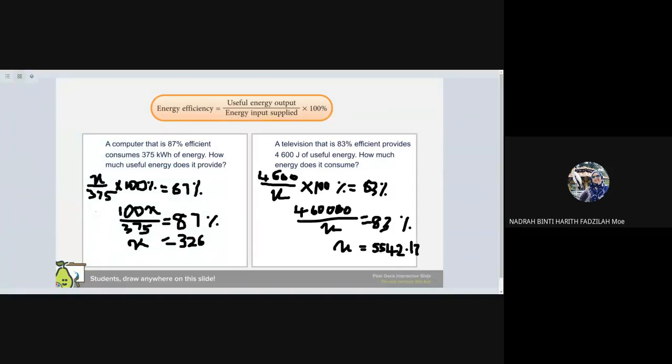Oh yes, correct. Okay, so Navdeep, you just need to put the unit at the back there and you are good to go. Thank you Navdeep for your answer. Tulis dekat situ Joule ya. And then for the left one, kilowatt per hour. So the answer that Navdeep shared with us is correct ya, 5542.17. That one is joule. The left one is kilowatt per hour, terbalik.